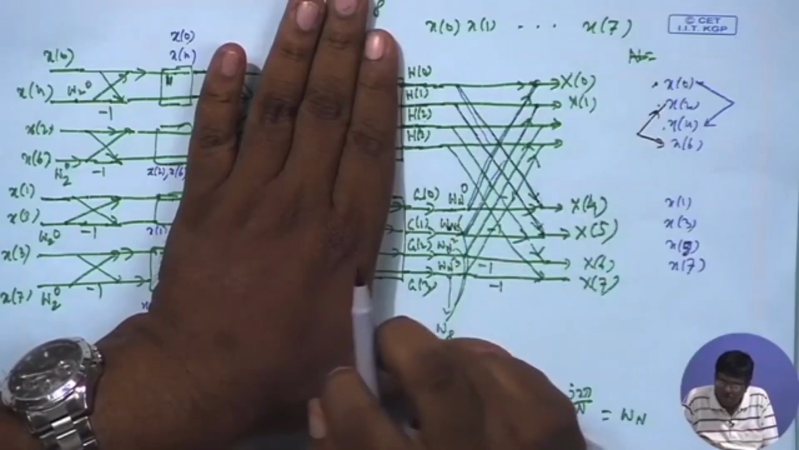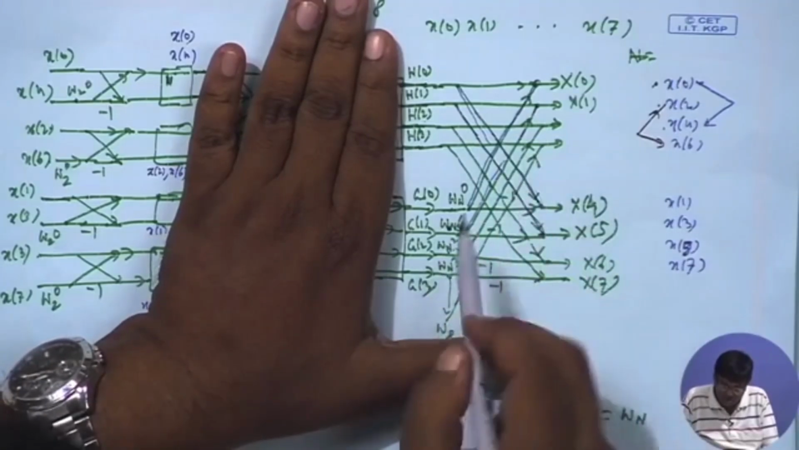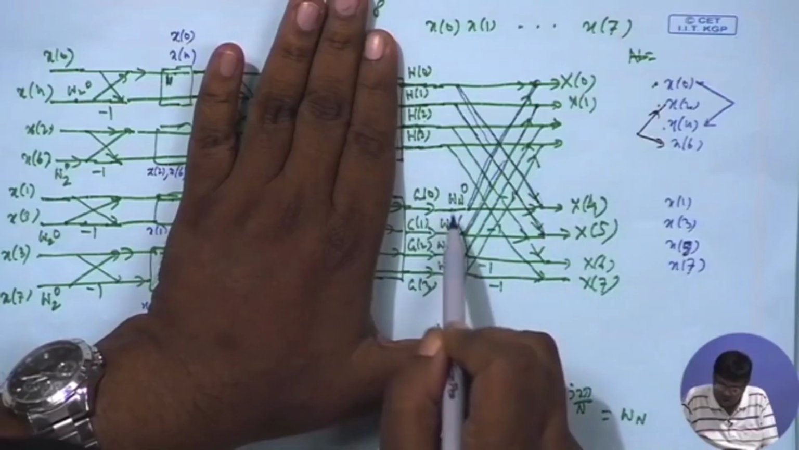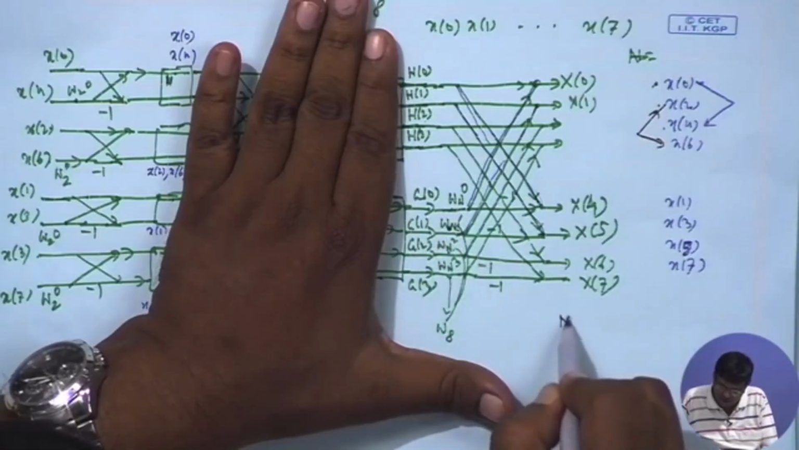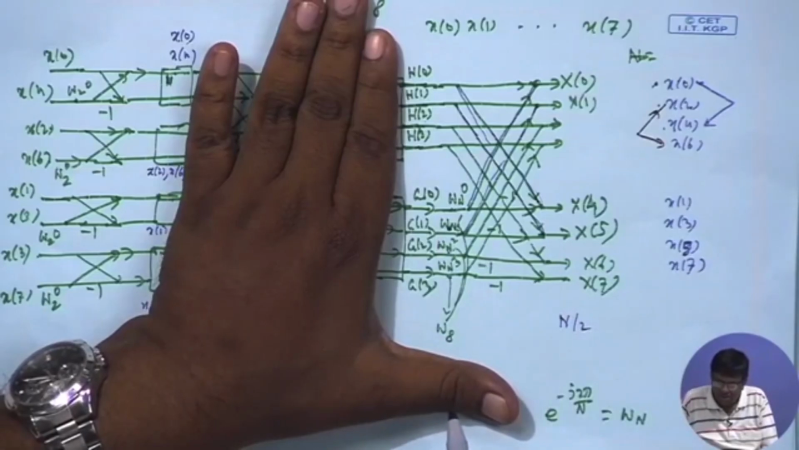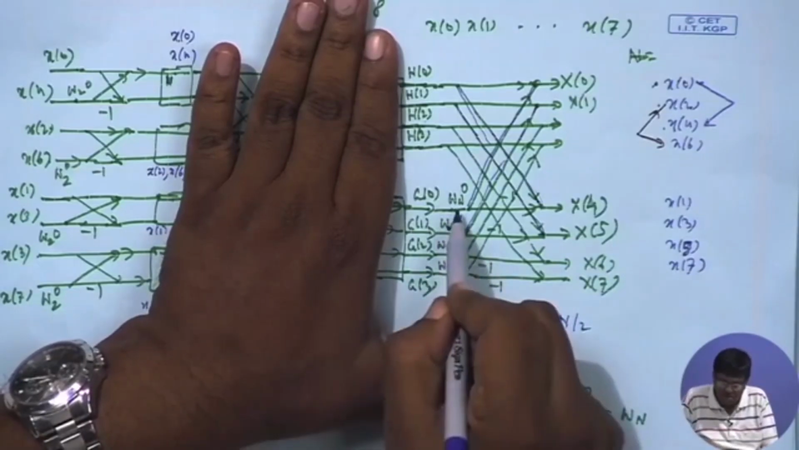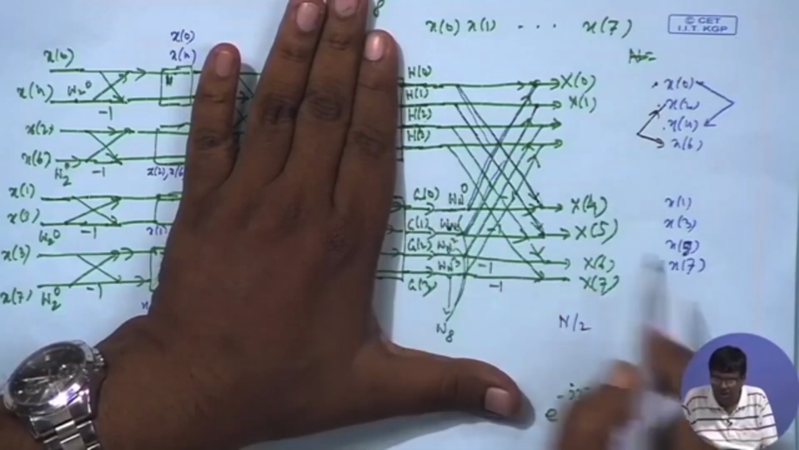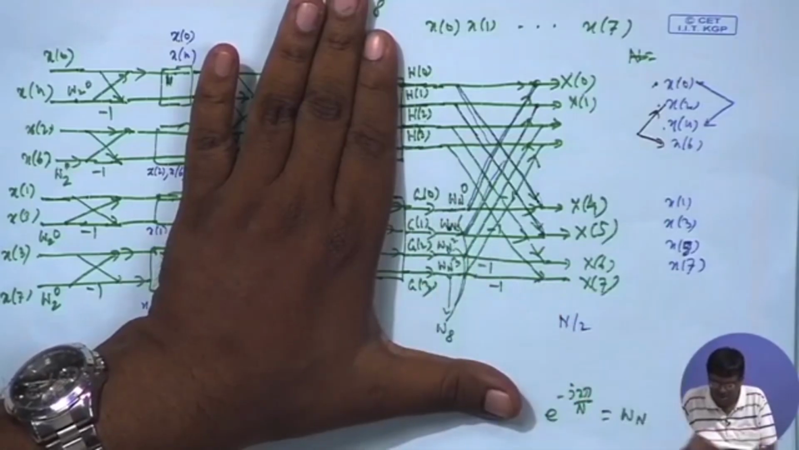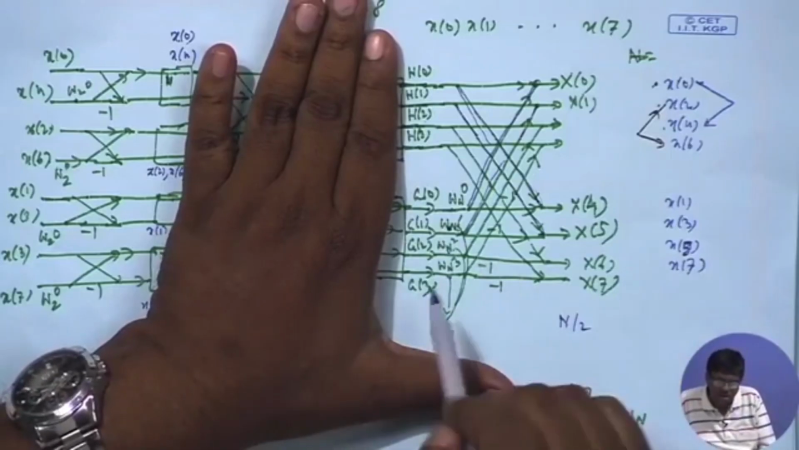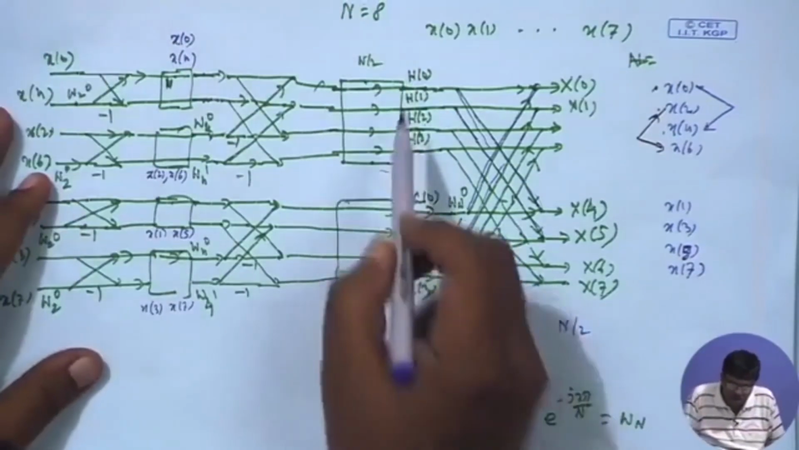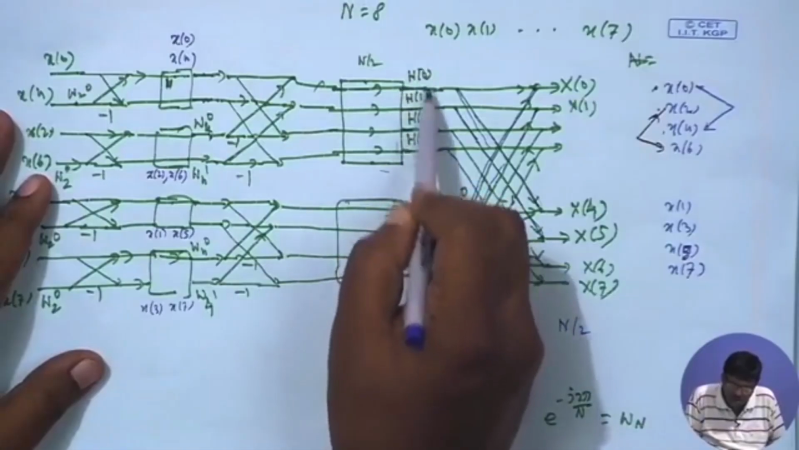So, total n by 2 butterflies, and per butterfly only one multiplication. So, you have got n by 2 complex multiplications. Of course, you can say that W n to the power 0 is 1, so no need to multiply, so it will be n by 2 minus 1, but I am not doing all those things. A very rough calculation, n by 2 multiplications. Right. Then again I assume that these are somehow generated.